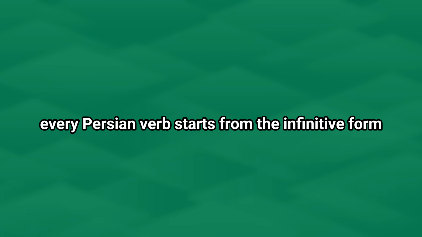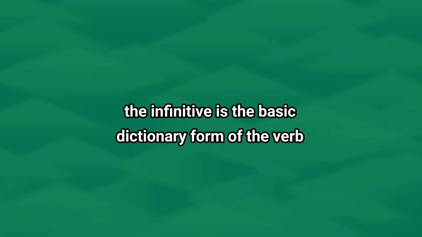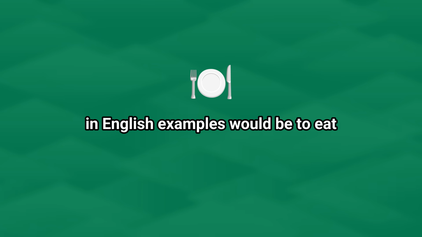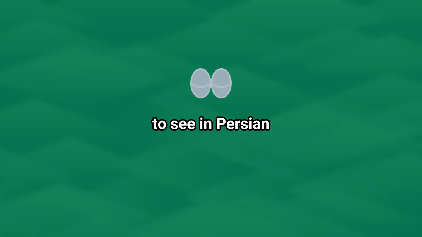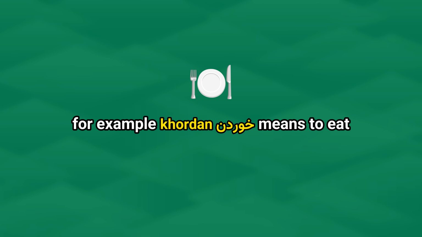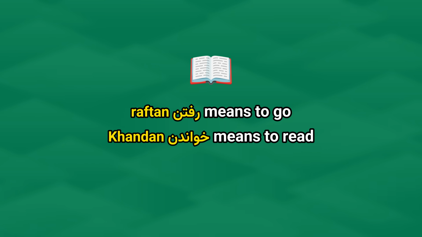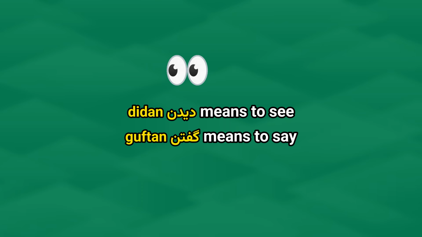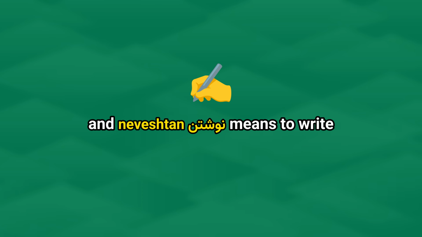Every Persian verb starts from the infinitive form. The infinitive is the basic dictionary form of the verb. In English, examples would be to eat, to go, to read, to see. In Persian, most infinitives end with an or tan. For example, khordan means to eat, raftan means to go, khwandan means to read, didan means to see, گفتن means to say, and neveshtan means to write.